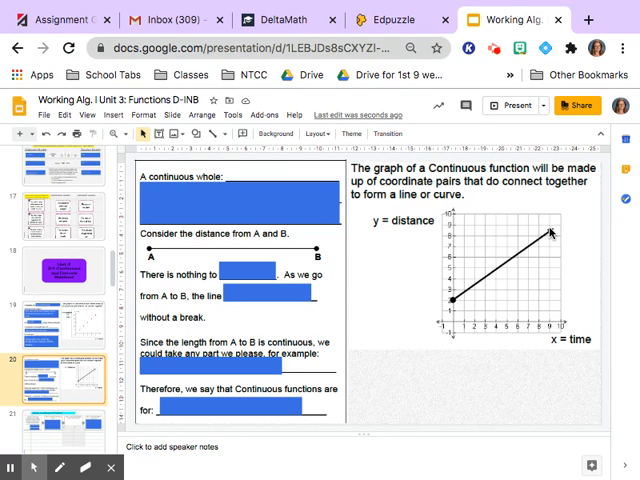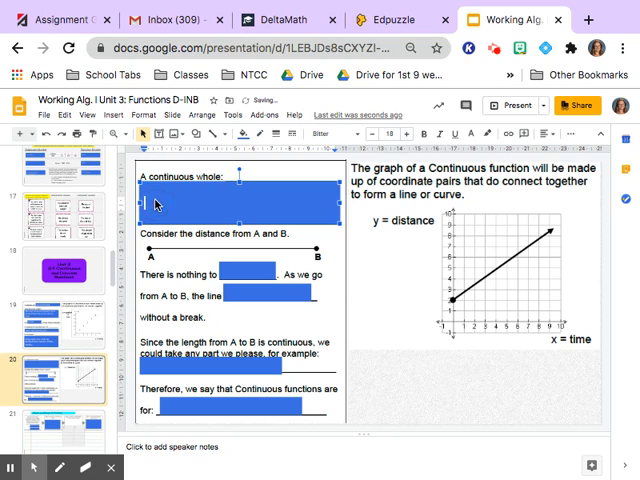Let's say you're going a certain distance, can you go 4.5 miles? Can you go 2.25 miles? Can you go 1,135.5 miles? Yeah. So we can have parts there. So continuous means that we go from one point to another without break.